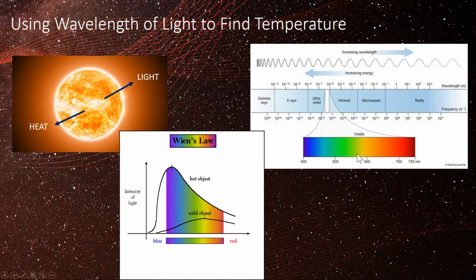That color actually tells us information about the temperature. Hotter stars are going to be blue, and cooler stars are going to be red. The bluer light has higher energy, and the red light has lower energy.